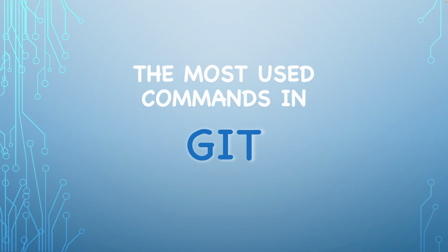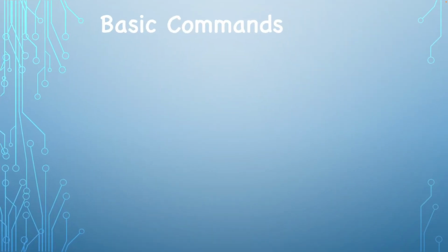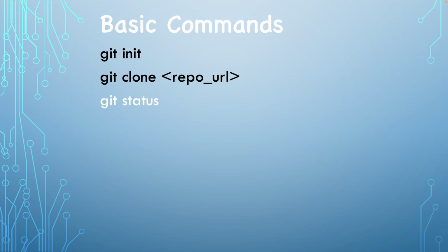Now let's get started. To initialize a new repository, we run git init. To clone an existing repository, git clone. To show and check the status of changes, stage, unstage, or untracked, we run git status.